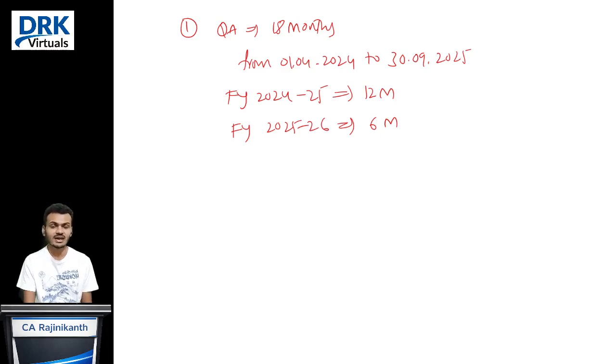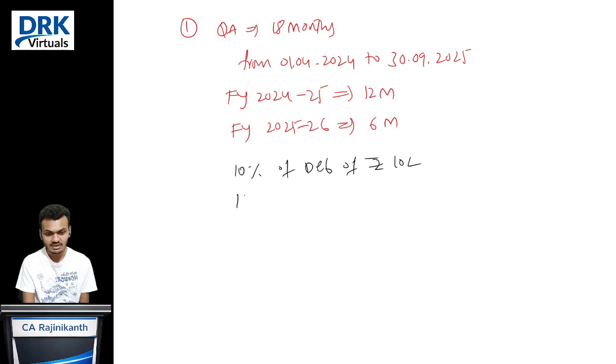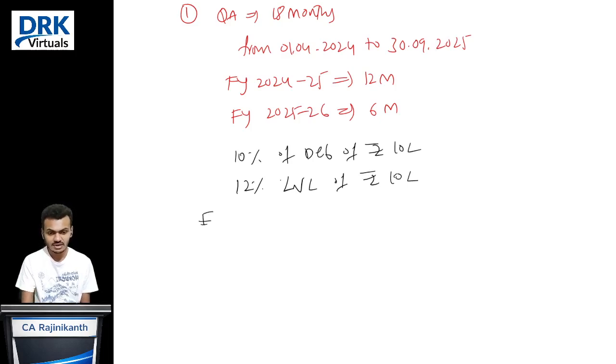For convenient purpose, I am not taking special borrowings, because special borrowings is very simple. We are not going to consider special borrowings in calculation of general borrowings, correct? I am not taking special borrowings. Let's assume we are having 2 general borrowings. One is 10% debentures of rupees 10 lakh, and another one is 12% working capital loan of rupees 10 lakh. These two are our what? General borrowings.